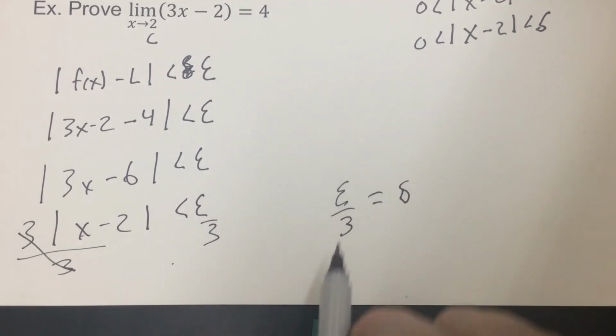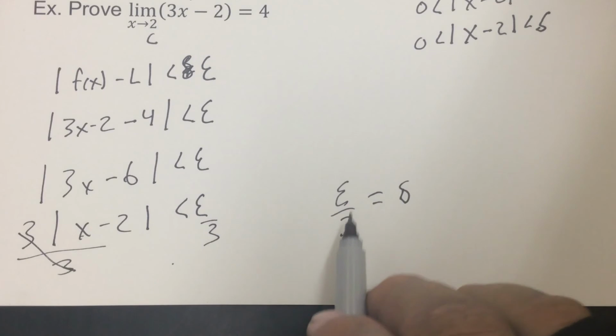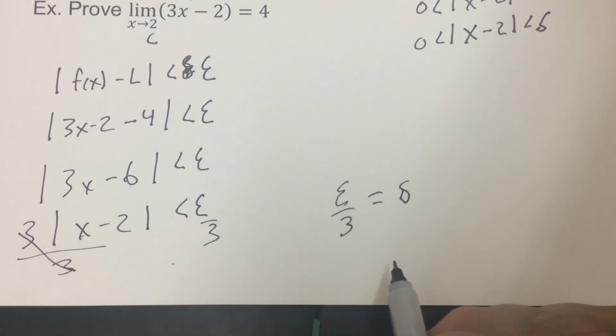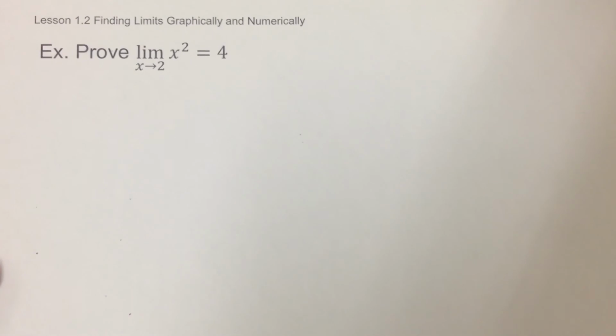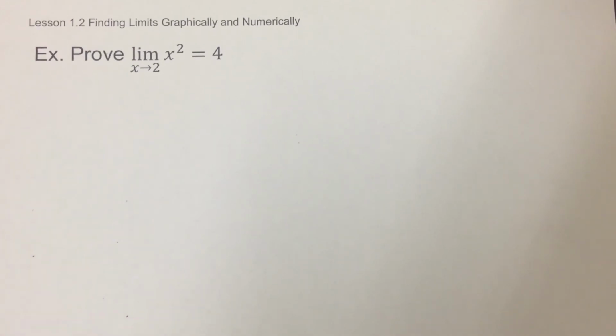So if our epsilon is 0.1, we'd have to be 0.1 divided by 3 that close away from our x. If it's 0.001, it'd be that divided by 3. All right? So, last case that we're going to go over anyway.